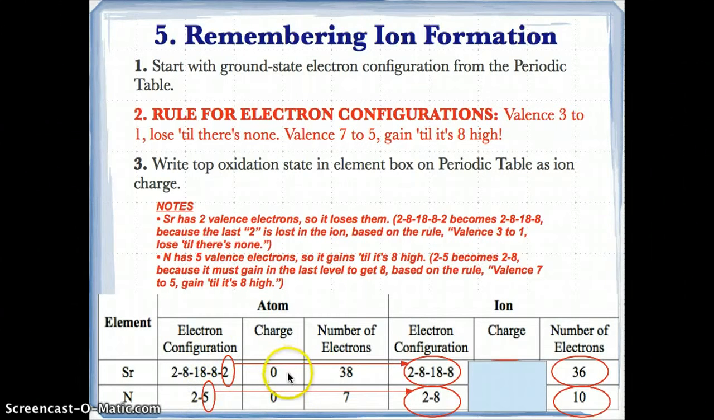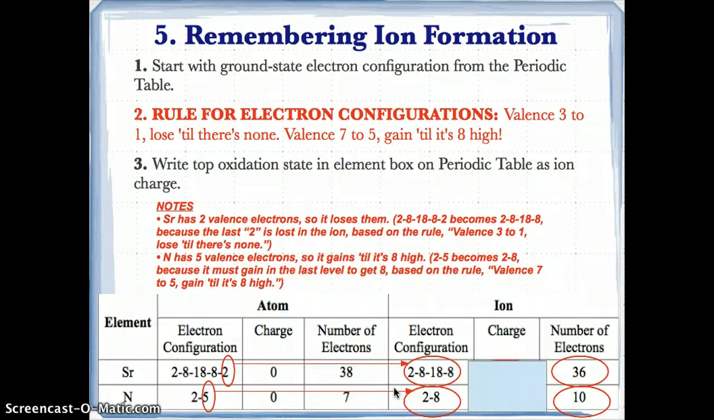Based on this rule, valence 3 to 1, lose till there's none, we notice that we lose 2 valence electrons from Sr to get 2-8-18-8. Meaning we get rid of the last 2 from the original 2-8-18-8-2 because those last 2 are gone now. Then, valence 7 to 5, gain till it's 8 high. Based on that rule, we gain 3 valence electrons in N on the last level to get 2-8, meaning we add 3 to the original configuration of 2-5.